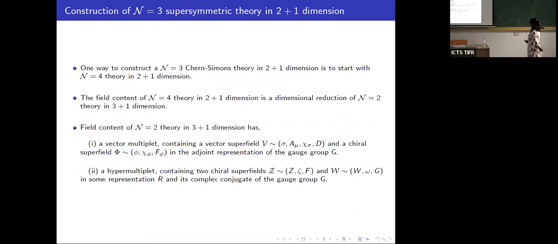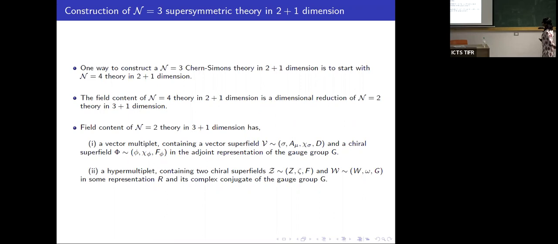So how to construct an N=3 supersymmetric theory in 2+1 dimensions? One way to construct an N=3 Chern-Simons theory in 2+1 dimensions is to start with an N=4 supersymmetric theory in 3 dimensions. Now, we need to look at the N=4 supersymmetric theory's field content. The N=4 theory in 3 dimensions is a dimensional reduction of the N=2 theory in 4 dimensions.